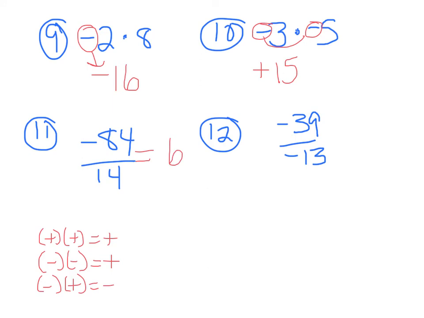Okay, now we have a negative divided by a positive. Now this negative here does not have anything to go with, doesn't have a partner, so the answer has to be a negative. Last one, number 12, negative 39 divided by negative 13. Okay, that's 3. Now, these two paired up, they have partners, so we know our answer is going to be positive.